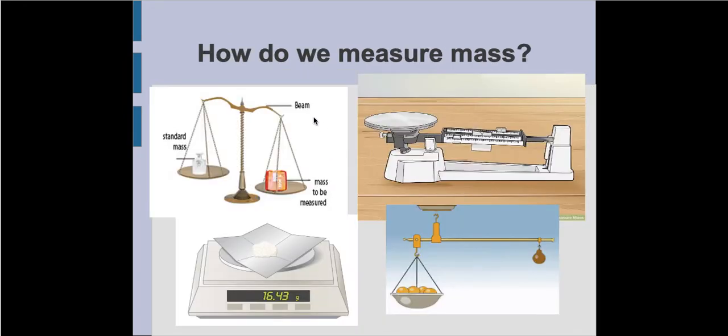To measure mass, we use scales. In scales, we compare the mass of the object we want to measure with a standard mass. There are different types of scales, like electronic scales, Roman scales, and triple scales, only to mention a few.